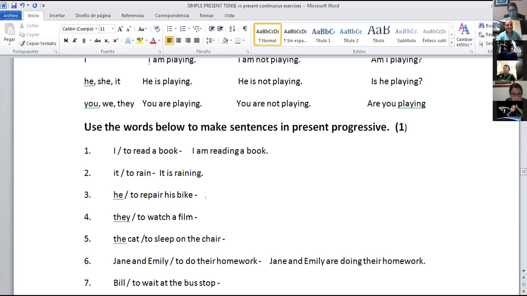Okay, now Francisca, number three. He is prepares. No, the verb is repair. Repairs. So what do we need on the verb? Look, what do we need on the verb? Always we need the ing. So he is repairing his bike. Okay, very good, excellent.